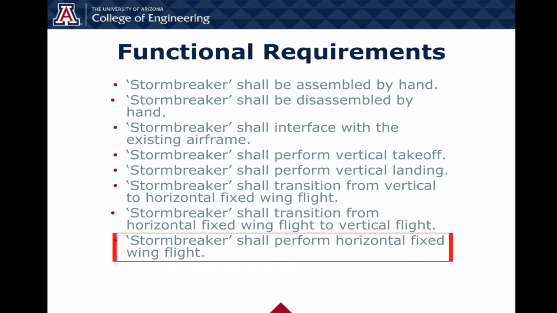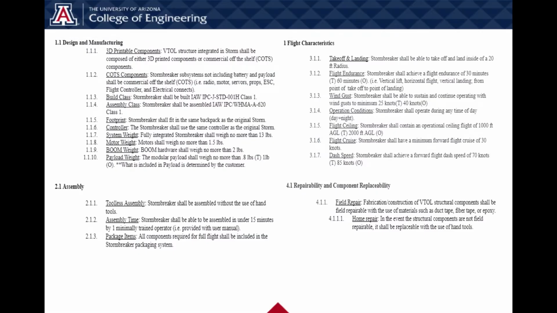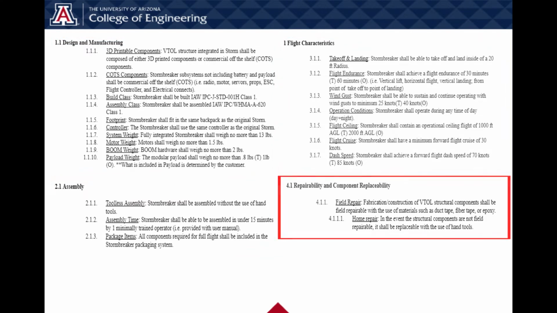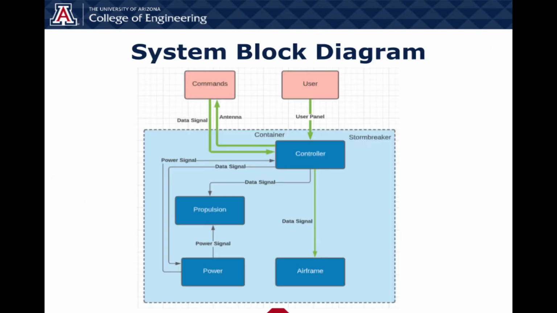From these requirements, our team developed 4 major categories to base our system-level requirements from: weight, assembly, flight characteristics, and repairability and replaceability. This is our system block diagram that was developed in the early stages of our project. The dotted line shows the system boundary. The internal components are the controller, propulsion, airframe, and power.